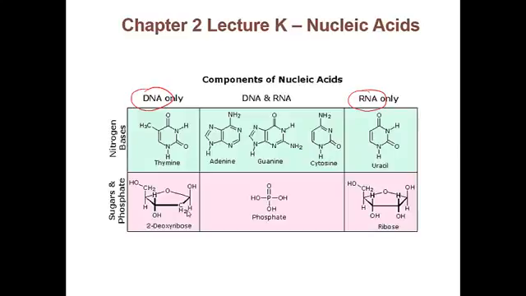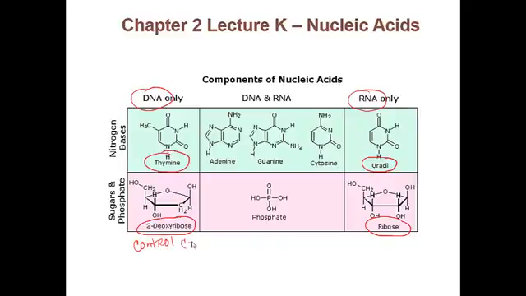First of all, DNA contains the nitrogen base thymine, whereas instead of thymine, RNA contains uracil. The other significant difference is that, as the name implies, DNA has a sugar called deoxyribose, whereas RNA has a sugar called ribose.